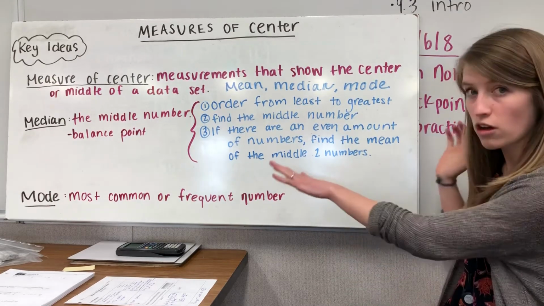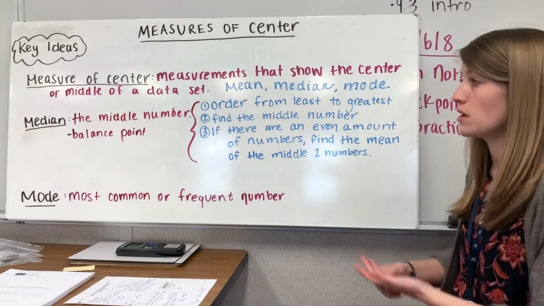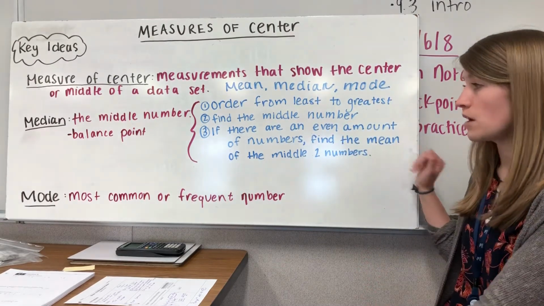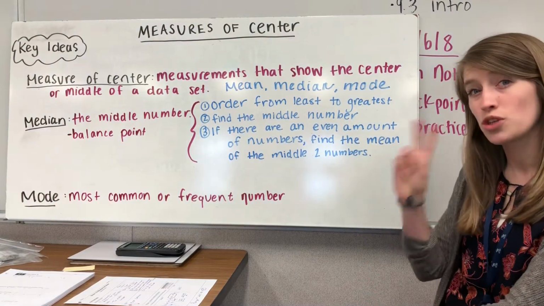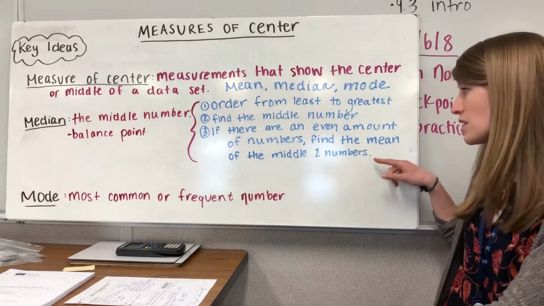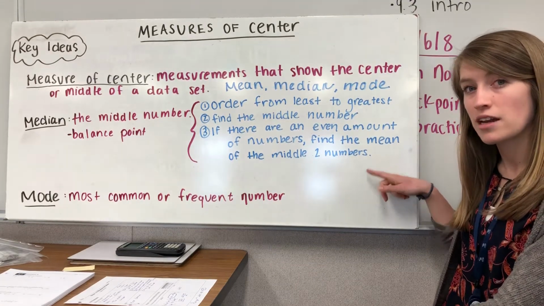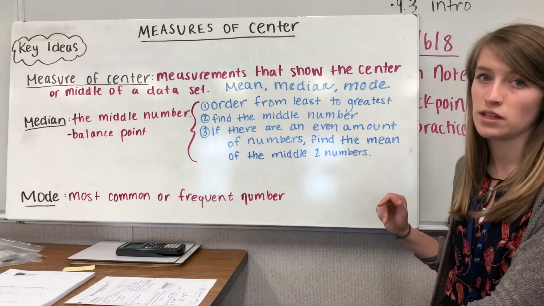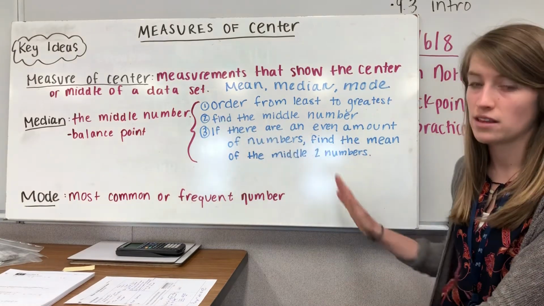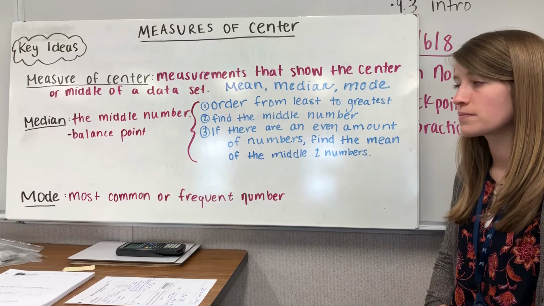So once we have all of our numbers in an order, we can find which number lies exactly in the middle. Now, if there's an even amount of numbers, there'll actually be two numbers in the middle. So in order to find the median, we then need to find the mean of the two middle numbers, because that number will be exactly in between those two, which will help us to find the number that's exactly in between all of our data values.